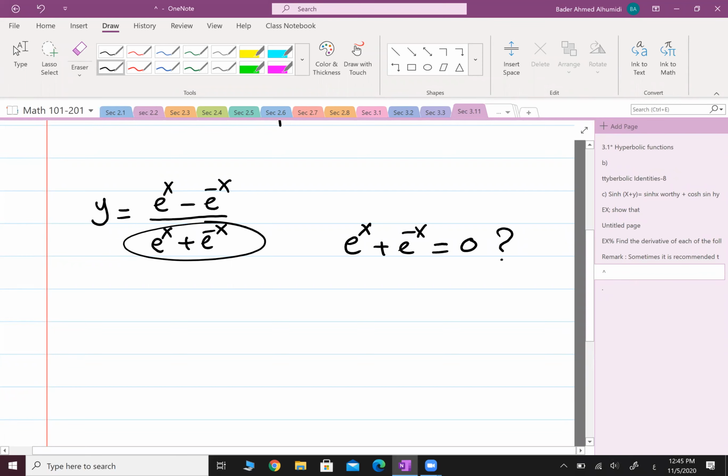Is it possible for this quantity to be 0 and why? Quickly please, we don't have time. No, because it would never be equal to 0. Why? Because this quantity is always positive and this quantity is always positive. If you add two positive numbers, you cannot have 0.